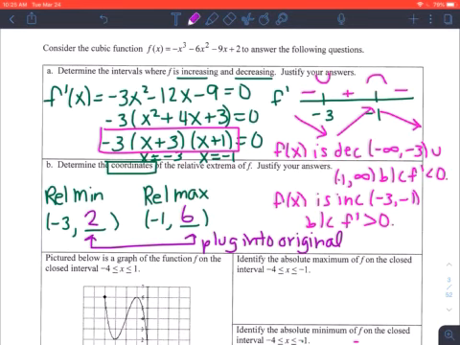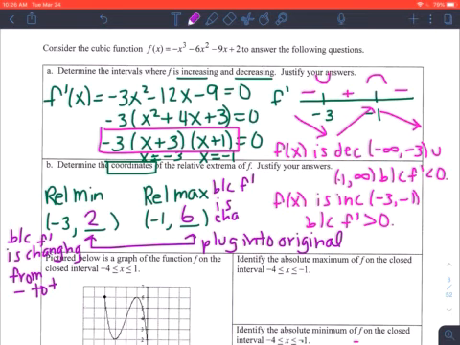And our justification, we have a relative min at this point because the derivative is changing from negative to positive, and then the opposite here because the derivative is changing from positive to negative. So that's our justification right there.